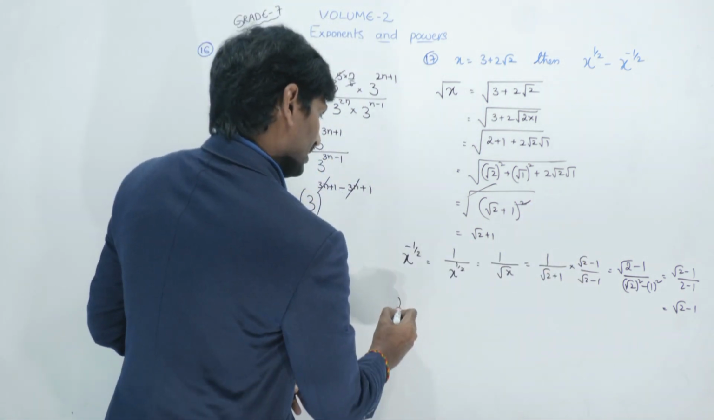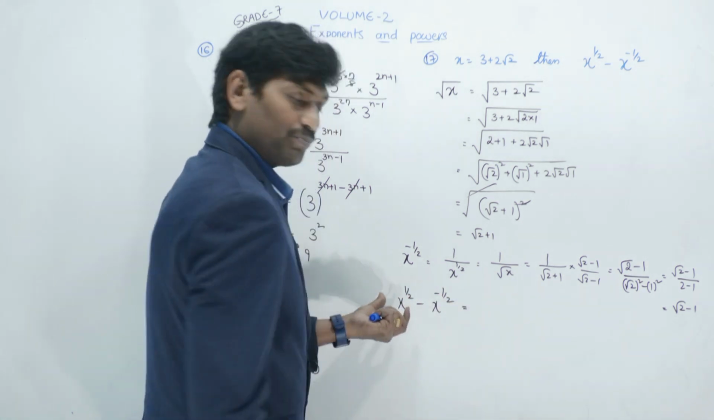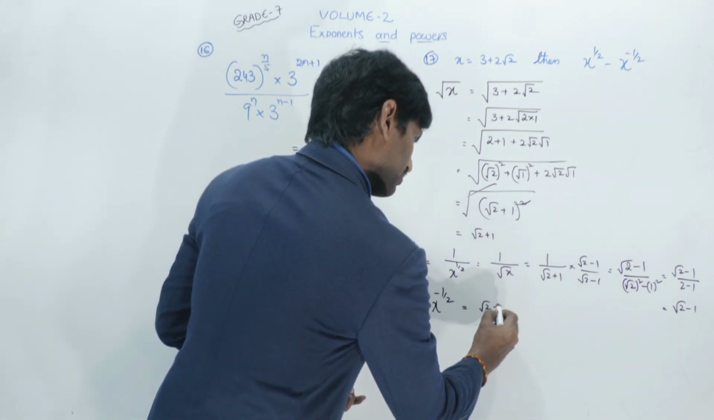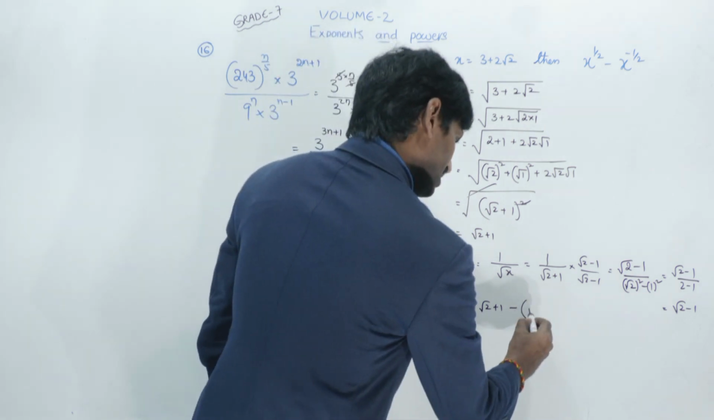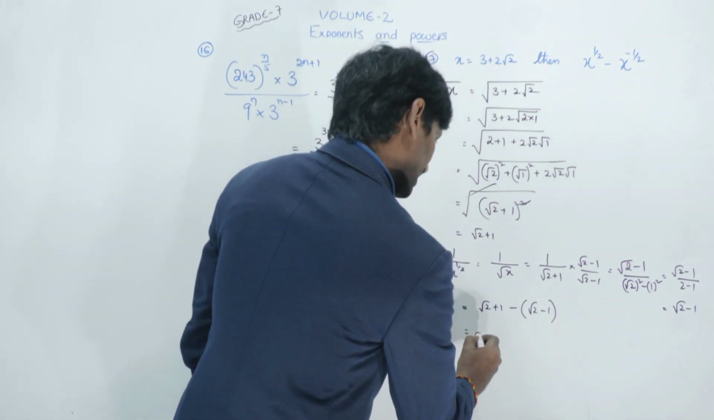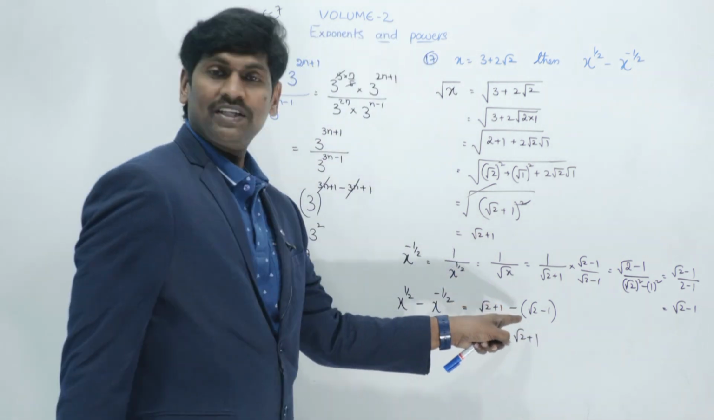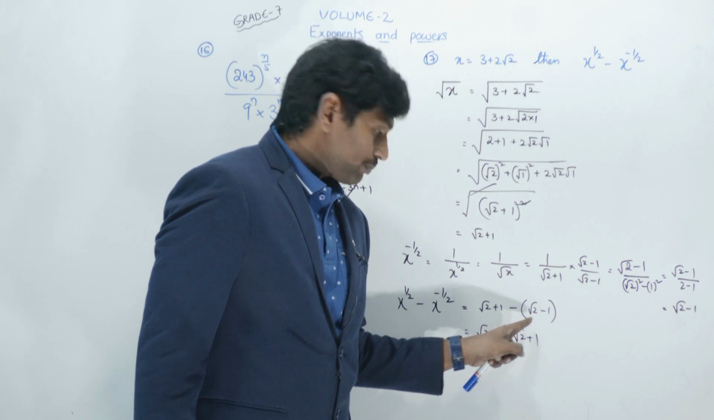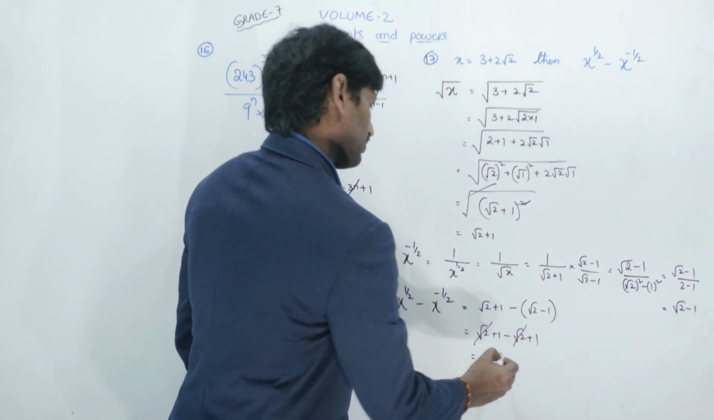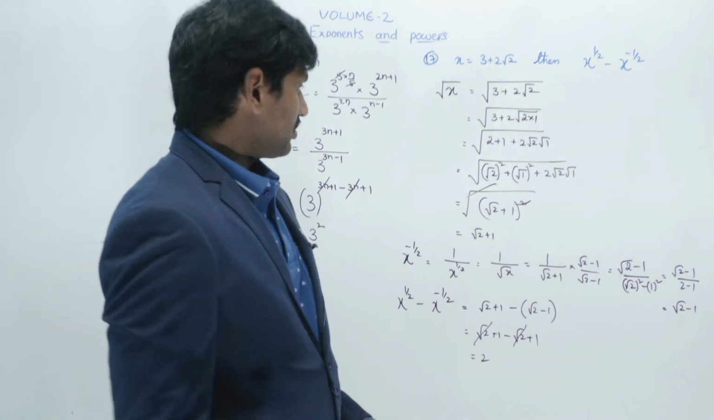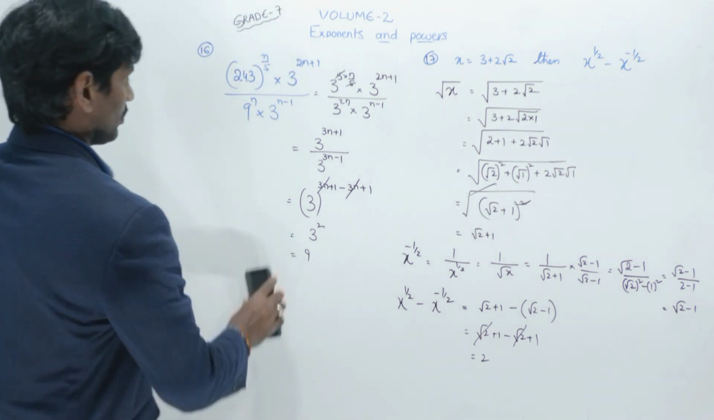So simply x power 1 by 2 value is root 2 plus 1, minus x power minus 1 by 2 value, which is root 2 minus 1. Let us subtract both of them. When you apply the minus here, plus root 2 becomes minus root 2, minus 1 becomes plus 1. So 1 plus 1 answer is 2. Okay, so let us go to the next problem. This is very, very important. Just note it.